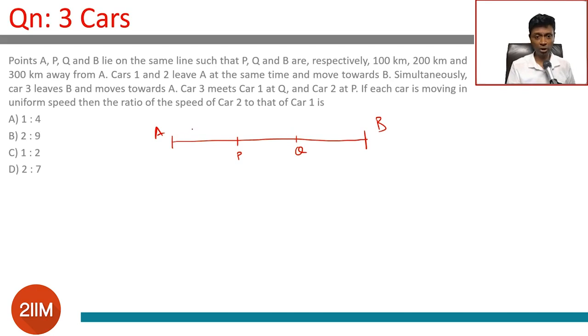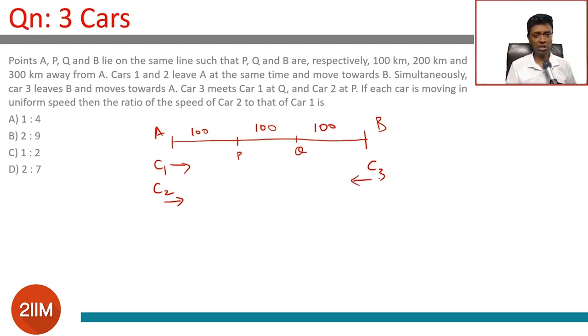So P is 100 kilometers from A. Q is 200 kilometers from A. So this is 100. B is 300 kilometers from A. So this is another 100. Cars 1 and 2 leave A at the same time and move towards B. So C1 and C2 move towards B. Simultaneously, car 3 leaves B and moves towards A. So C1 goes, C2 goes, C3 comes this way.